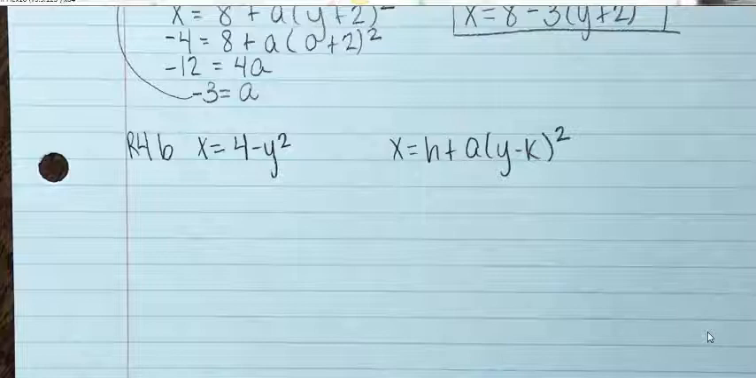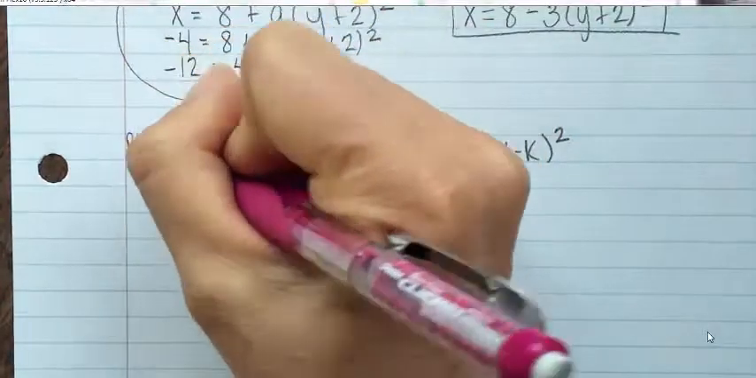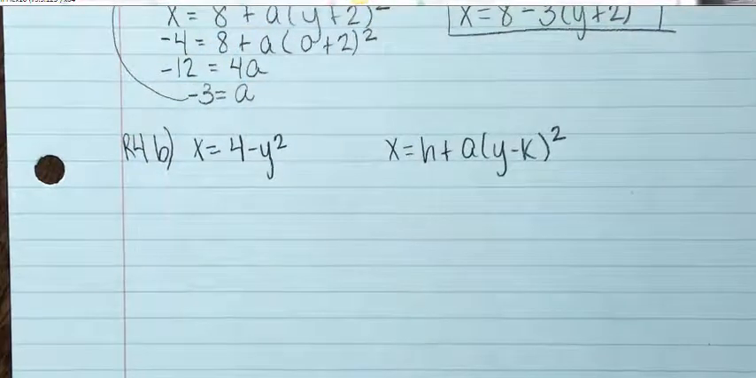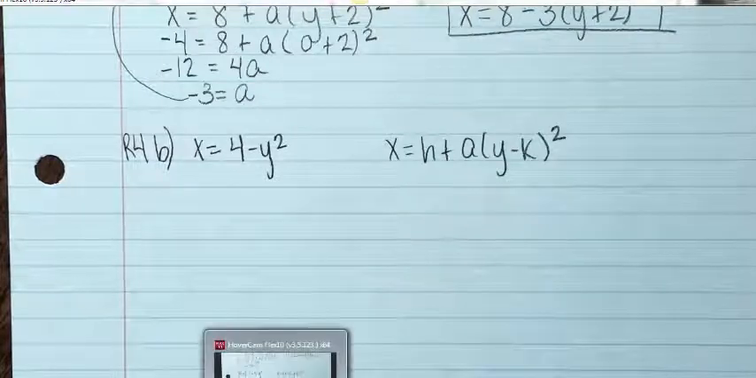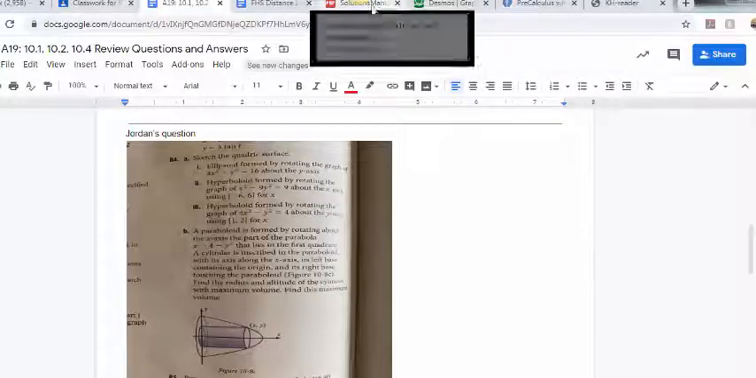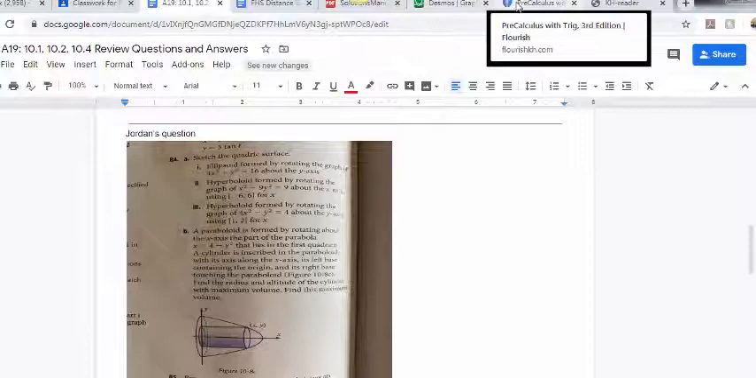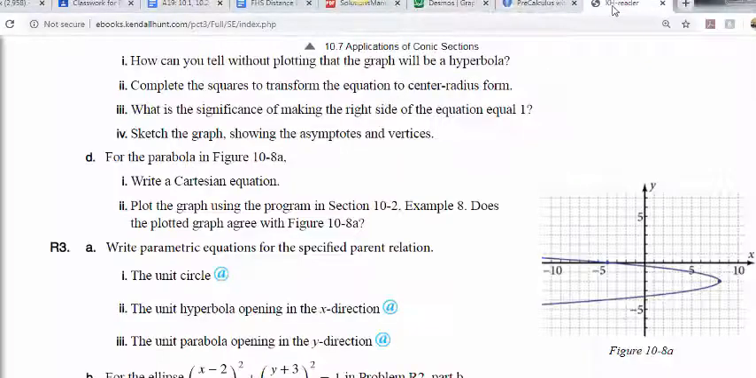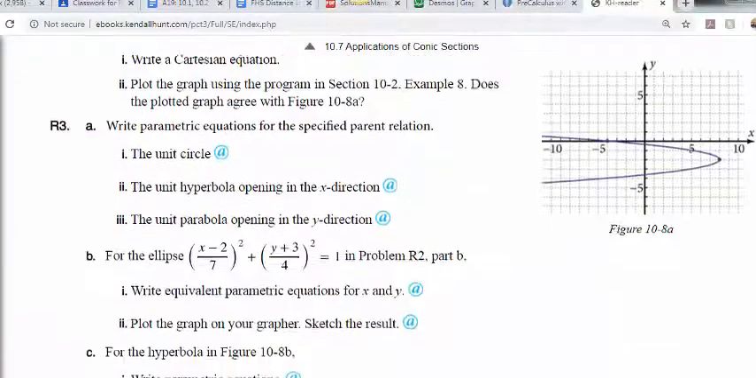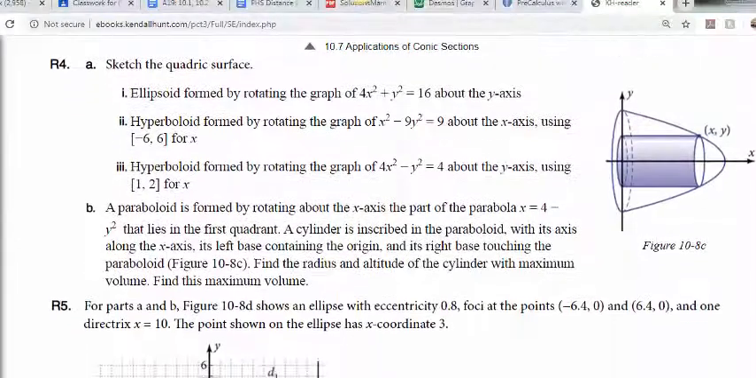Okay, next I'm going to do R4B. So let's look at that problem. All right, so you have a paraboloid. It's formed by rotating about the x-axis the part of the parabola x equals 4 minus y squared.